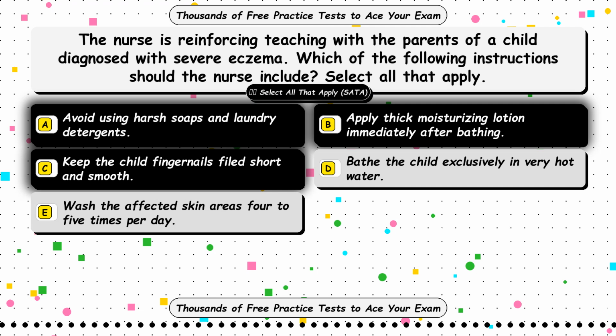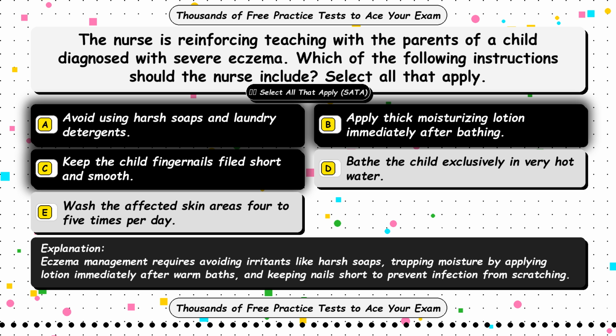The correct answers are options A and B and C, avoid using harsh soaps and laundry detergents. Apply thick moisturizing lotion immediately after bathing. Keep the child's fingernails filed short and smooth. Eczema management requires avoiding irritants like harsh soaps, trapping moisture by applying lotion immediately after warm baths, and keeping nails short to prevent infection from scratching.